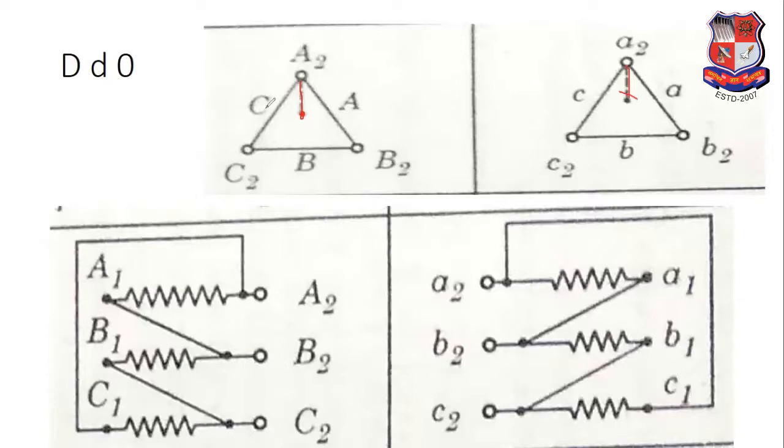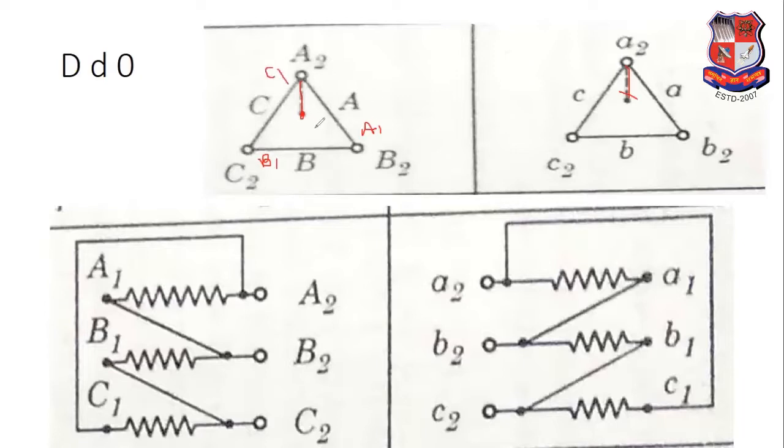Okay, so the first thing that you have to do is draw three windings, HV and LV, and give their names A1, A2, B1, B2, C1, C2. And next, if this is phase A, this is A2, the opposite end will become A1. This is B2, phase B, the opposite end will become B1. C2, phase C, the opposite end will become C1.